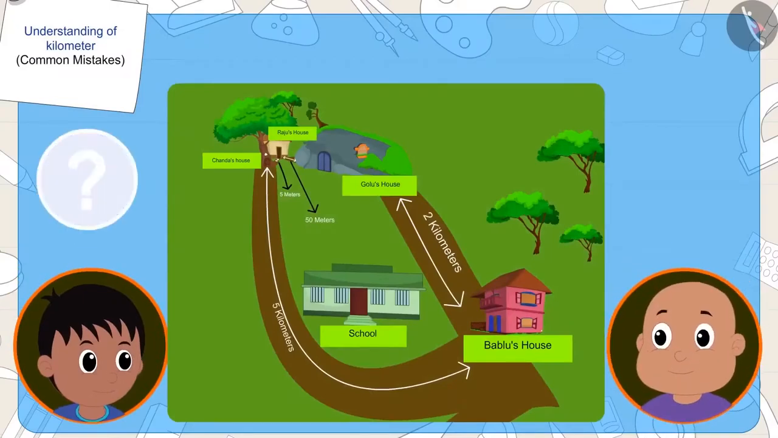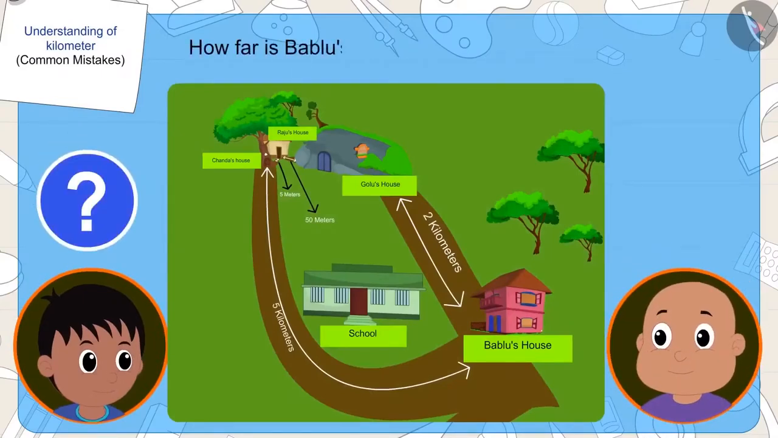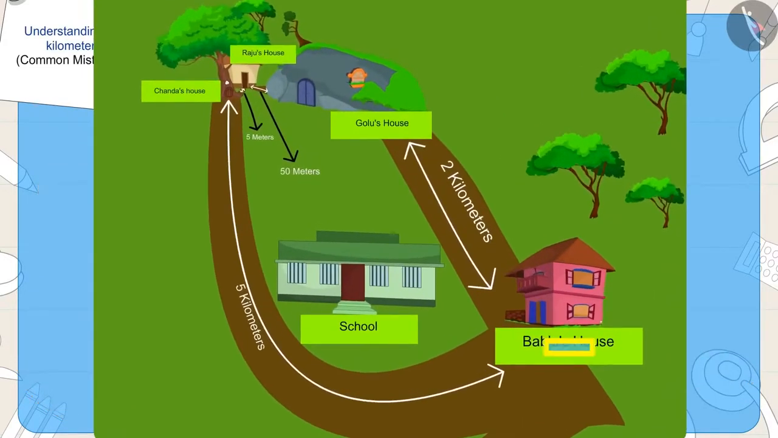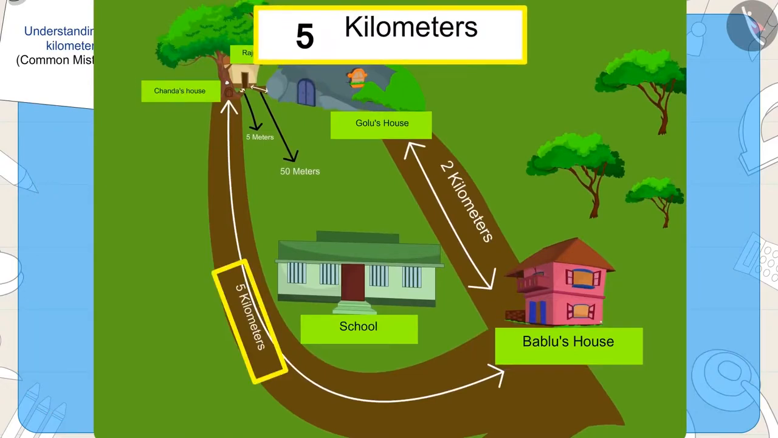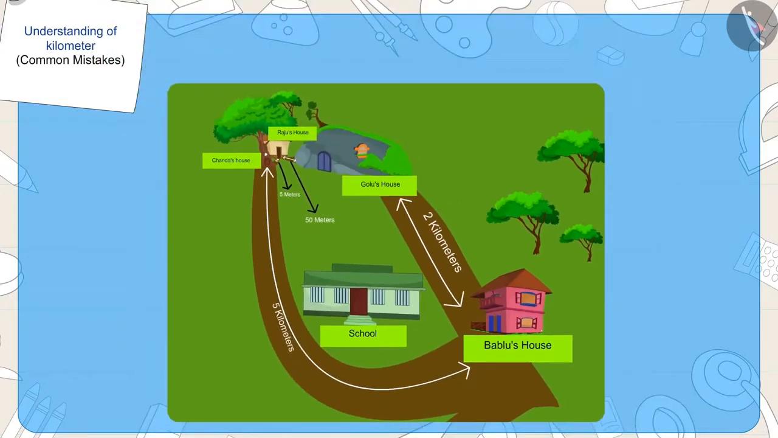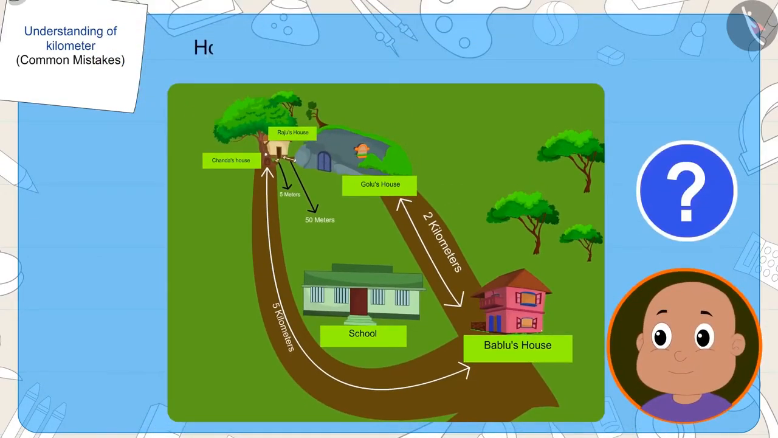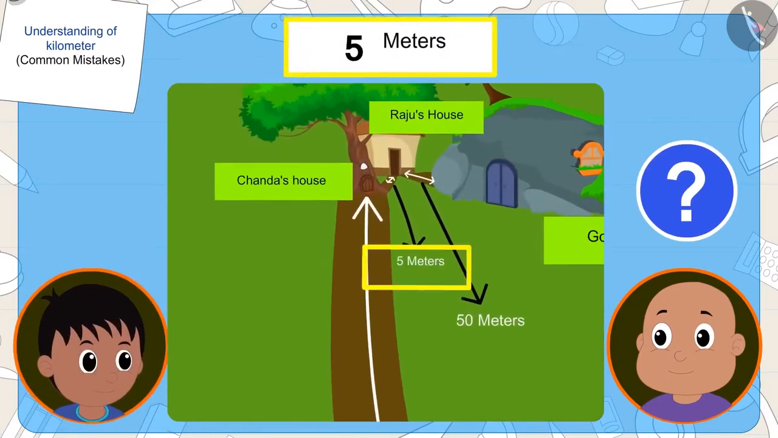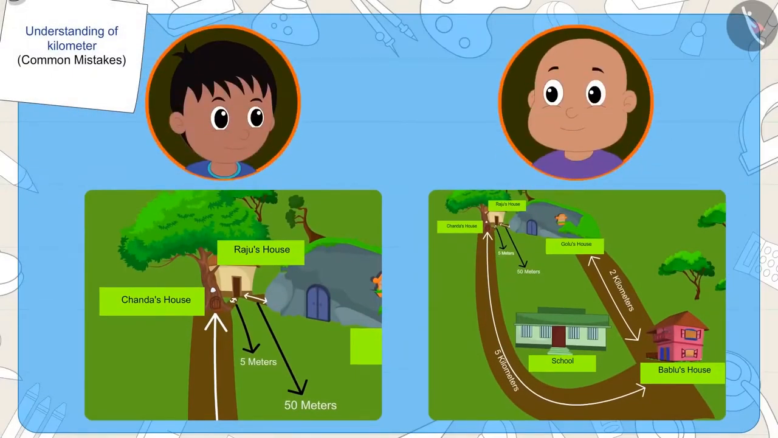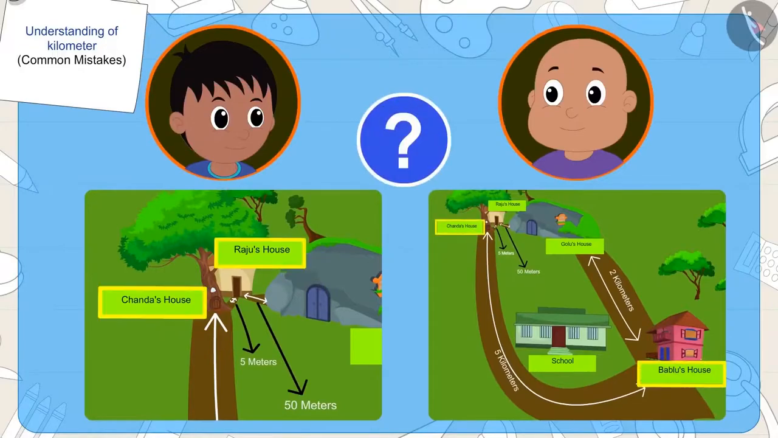Raju asks Bablu, how far is his house from Chanda's house? Bablu tells him that his house is 5 kilometers away from Chanda's house. Then Bablu asks him, how far is his house from Chanda's house? Raju said, at a distance of 5 meters. Children, can you tell me? Is it right?